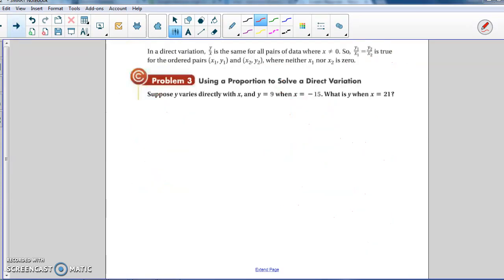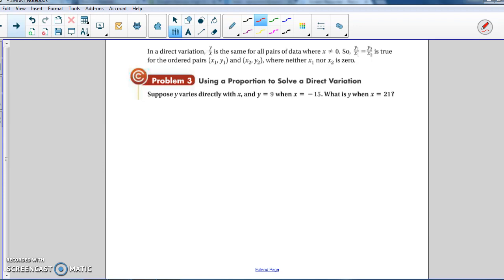In a direct variation, y over x is the same for all pairs of data where x does not equal 0. We know that because k is equal to k. So, y1 over x1 is equal to y2 over x2 is true for the ordered pairs (x1, y1) and (x2, y2). Neither x1 nor x2 can be 0, though. So we can use a proportion to solve direct variation.